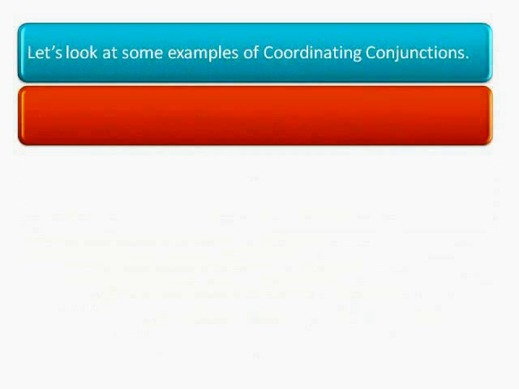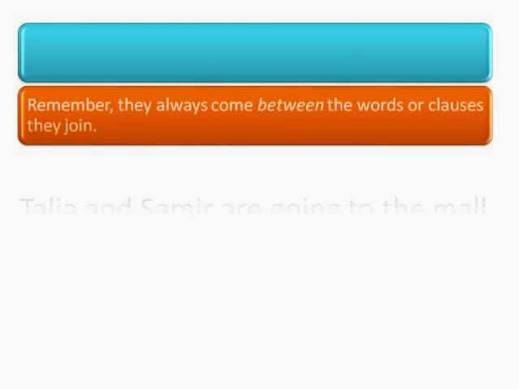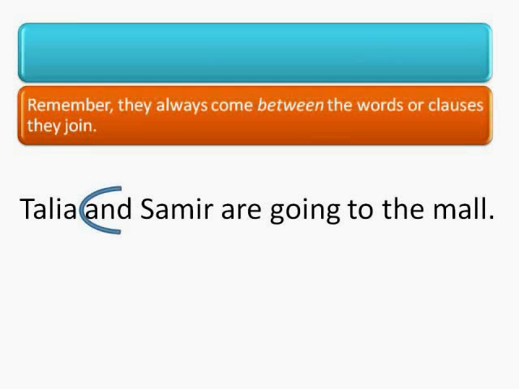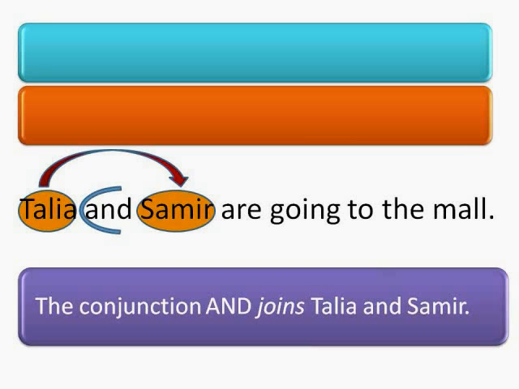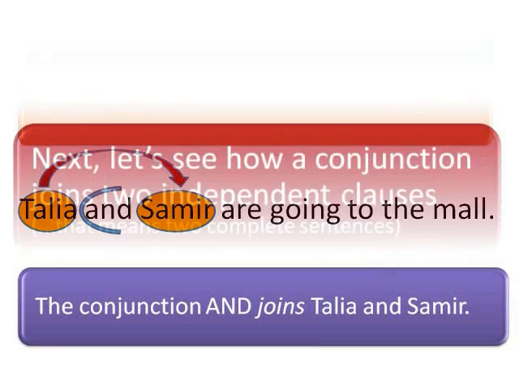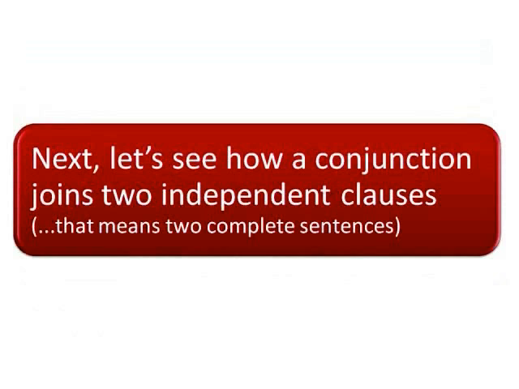Let's look at some examples of coordinating conjunctions. Remember, they always come between the words or clauses they join. So in this example, the conjunction is and. It comes between the nouns Talia and Samir. The conjunction and joins Talia and Samir. Next, we will see how a conjunction joins two independent clauses. That means two complete sentences.